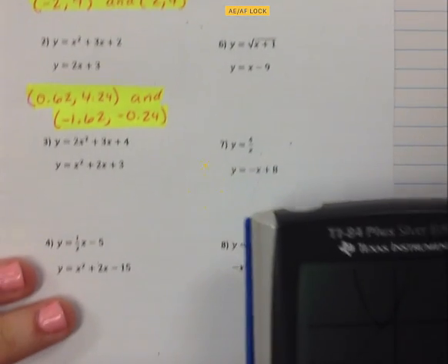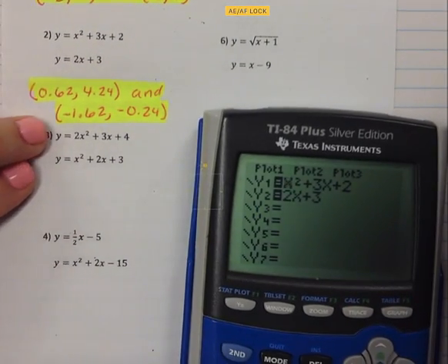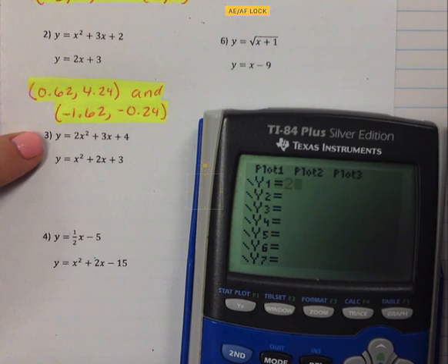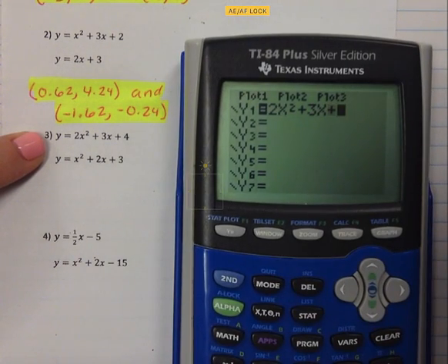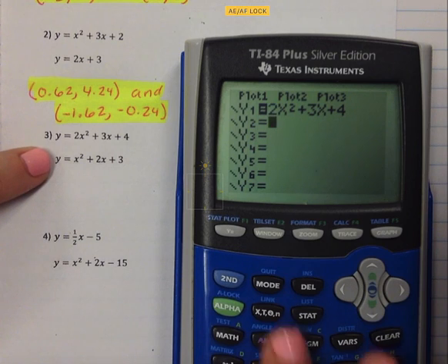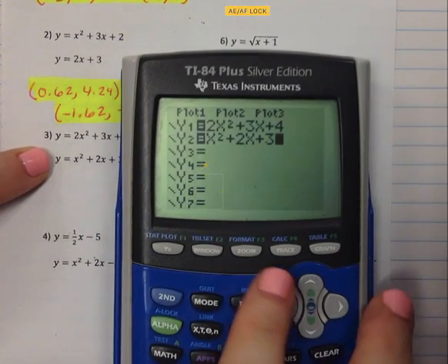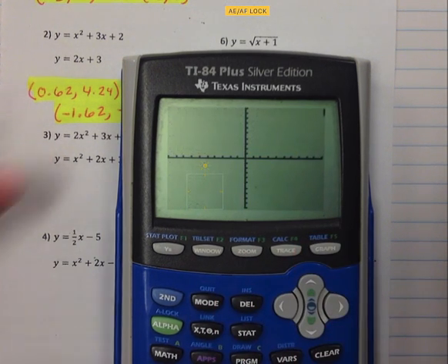Number 3 is also in y equals format already, so we can go to y equals. This is a parabola and another parabola. So we clear these out. We have 2x squared plus 3x plus 4. Go down. We have x squared plus 2x plus 3. Again, I'm still in Zoom 6, so I don't have to press that again. I can just press graph.